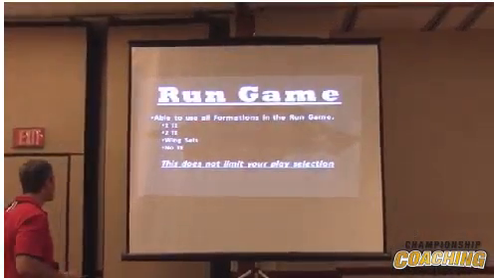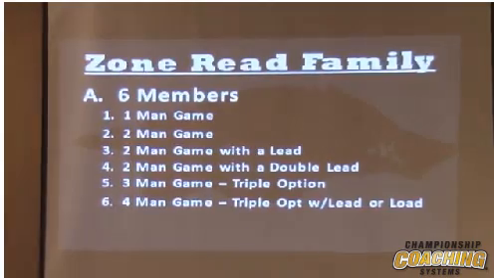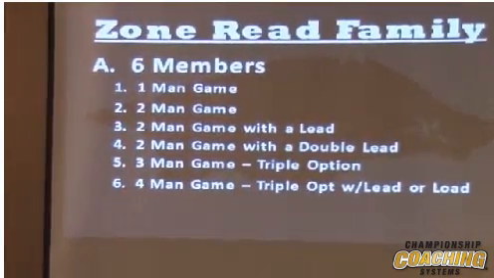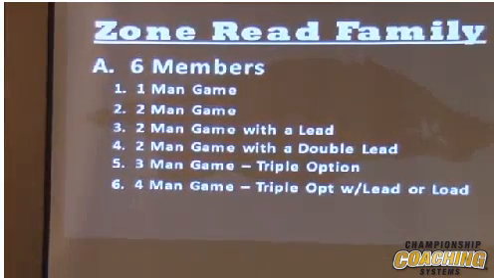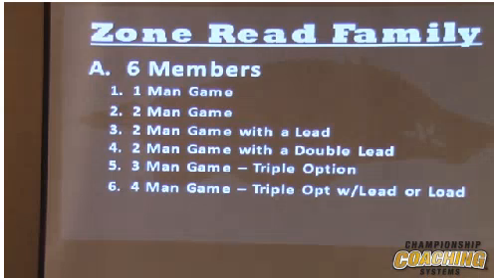I'll get to the zone read part right here. In our zone read family, there are 6 members of the family. We will learn 3 of them today. We will learn the one-man game, 2-man game, and 2-man game with a lead. And what that means, one-man game is there's no read. We are handing the ball off. We're making it look like zone read. We're making it look like triple option.